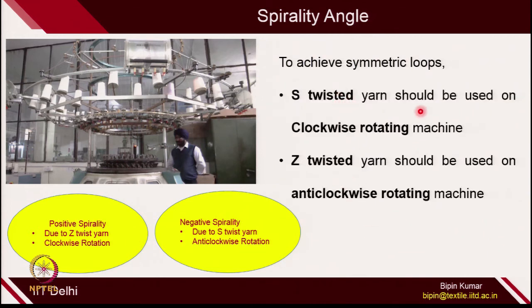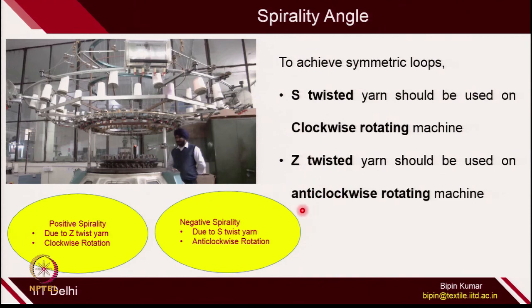So, S twisted yarn should be used on clockwise rotating machines, because S twisted yarn will give you negative spirality and clockwise rotations will give you positive spirality. So, these two will cancel each other. Or jet twisted yarn should be used on anti-clockwise rotation machines. So, jet twisted yarn will give you positive spirality and anti-clockwise rotations will give you negative spirality. So, these two will again cancel each other.